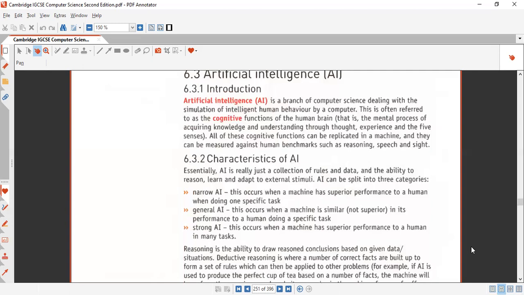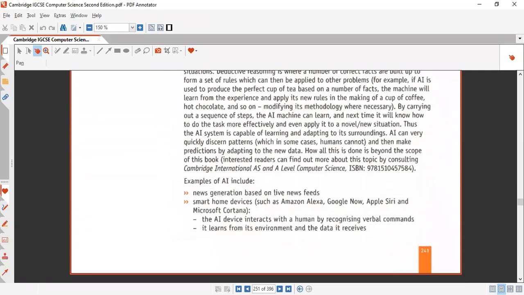Now, general AI means a machine is doing the task in a similar way as a human would perform that particular task. And the last one is strong AI. It says a machine has superior performance to the human in many tasks. Narrow AI is specific, while in strong AI, across multiple tasks, the machine is better than a human.